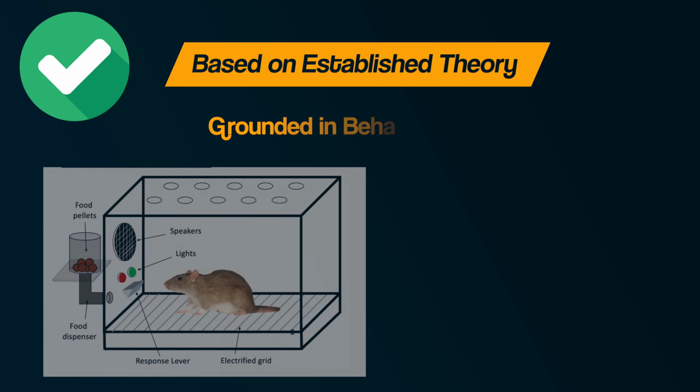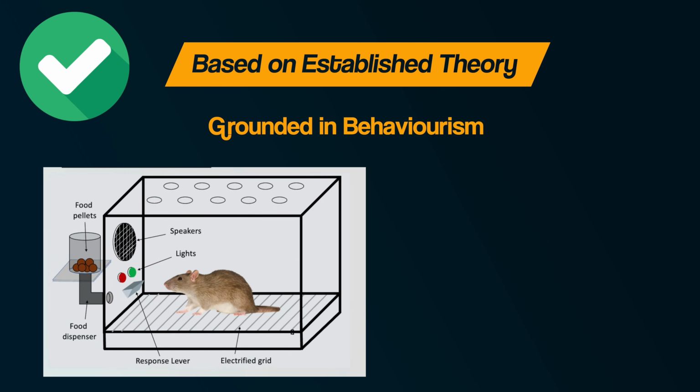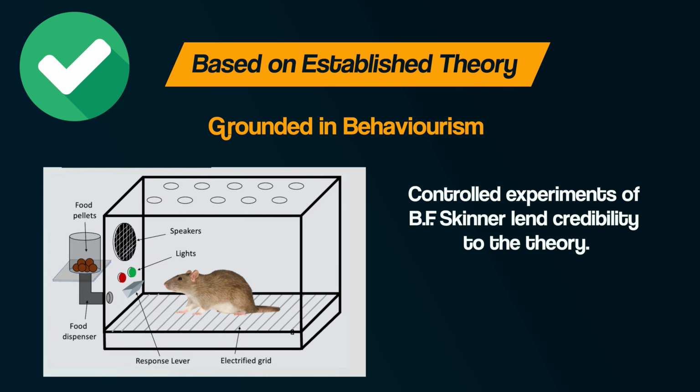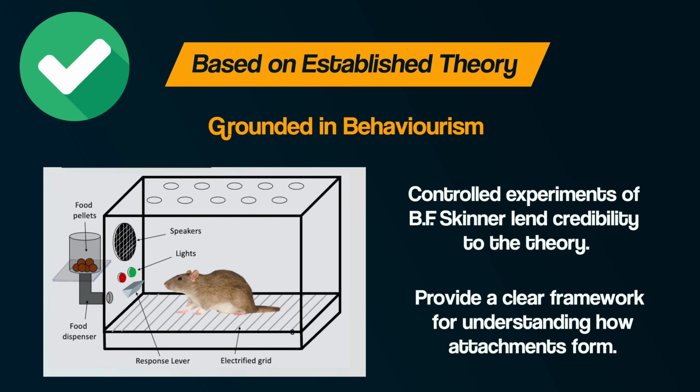is taken away. A strength of the theory is that it's grounded in behaviorism, which is based on well-researched scientific principles. The controlled experiments of B.F. Skinner, particularly on operant conditioning, lend credibility to the theory and provide a clear framework for understanding how attachments form through environmental stimuli and responses.